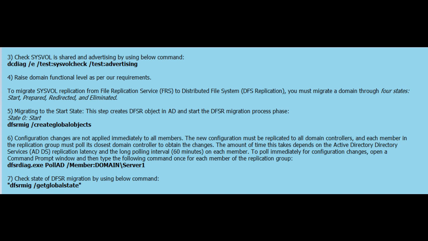6. Configuration changes are not applied immediately to all members. The new configuration must be replicated to all domain controllers, and each member in the replication group must poll its closest domain controller to obtain the changes. The amount of time this takes depends on the Active Directory Domain Services, ADDS, replication latency and the long polling interval, 60 minutes, on each member. To poll immediately for configuration changes, open a command prompt window and then type the following command once for each member of the replication group.